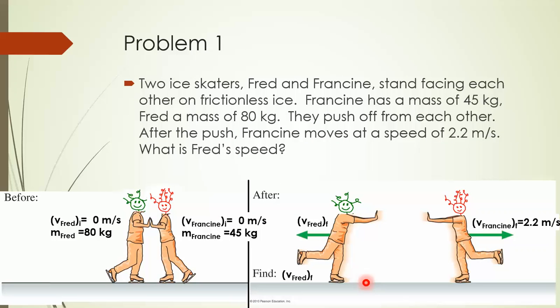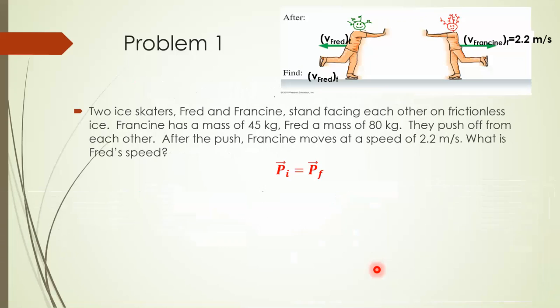Two ice skaters, Fred and Francine, stand facing each other on frictionless ice. Francine has a mass of 45 kilograms. Fred has a mass of 80 kilograms. They both have an initial velocity, because they're just standing there, of 0 meters per second. They push off from each other. After the push, Francine moves at a speed of 2.2 meters per second. What is Fred's speed? This is what we're finding, Fred's final velocity. And we can find that using conservation of momentum.